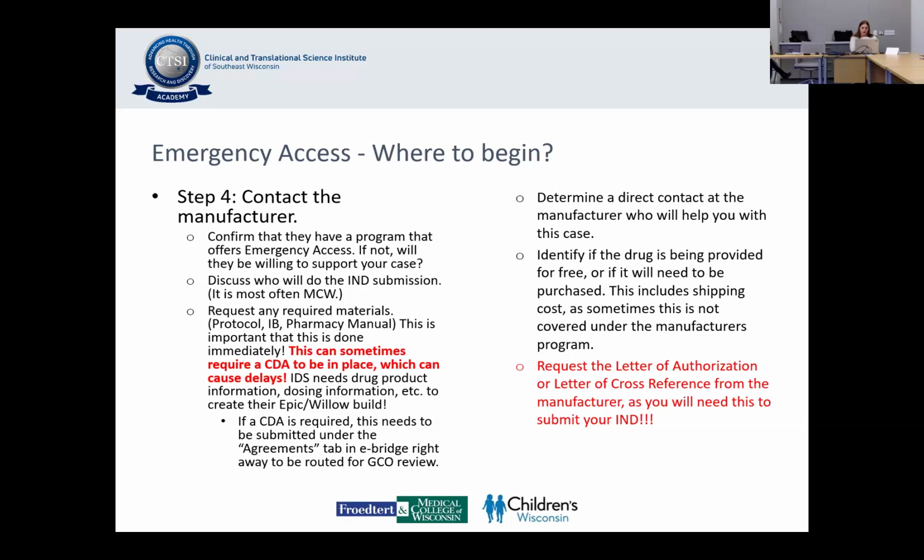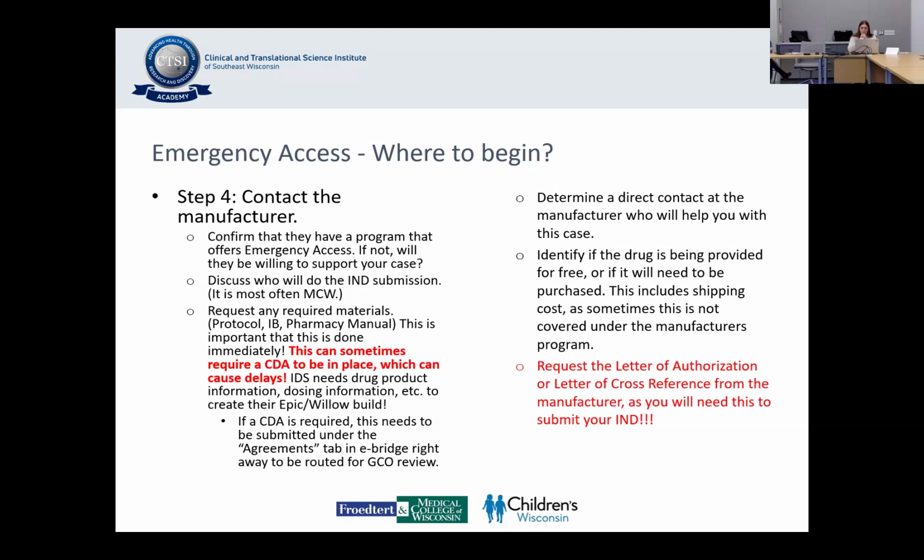So if you need a protocol, if you need an investigator's brochure, any of that kind of stuff, make sure that one of the first things you do is request that information from the manufacturer, because there are times that this will require a CDA. And that can cause delays. So IDS does need that drug product information, so the dosing information to create their Epic and Willow builds. So if they don't have that information, they're kind of held up on their end. But if we need a CDA, we're also held up on that end as well.